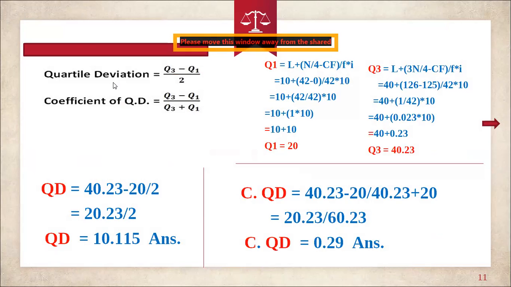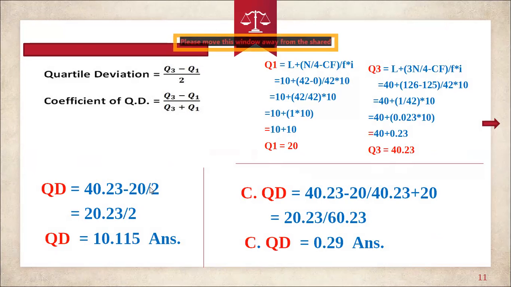Then see, in order to substitute these values here, Q3 and Q1 value, in the equation of the quartile deviation. What is the Q3 value here? 40.23 minus, what is the Q1 value here? 20.